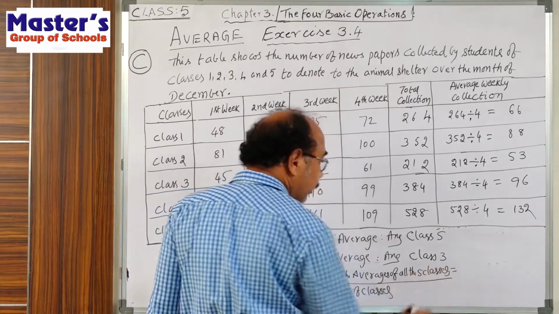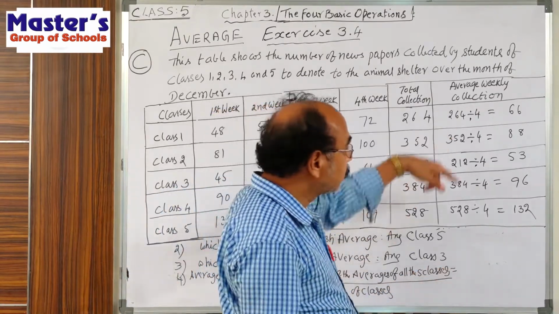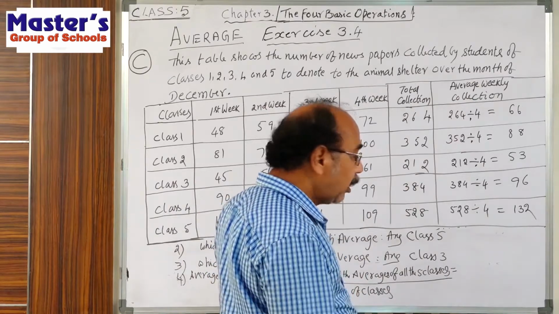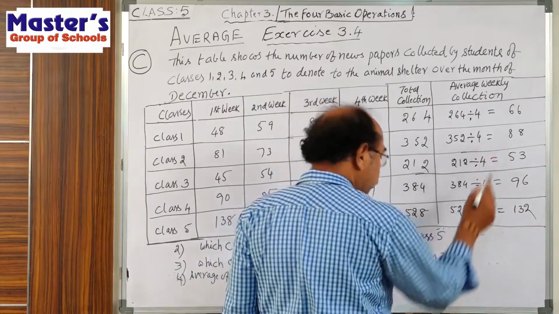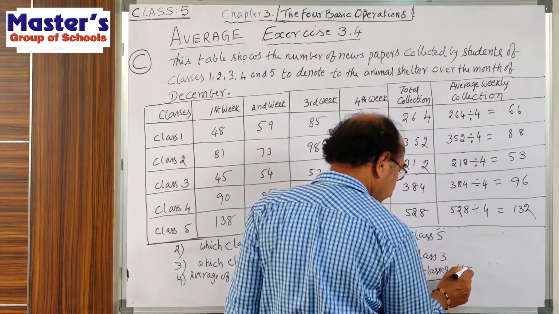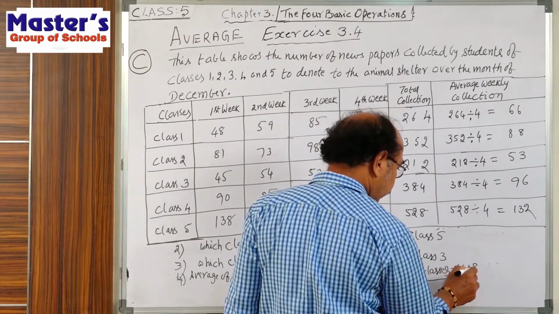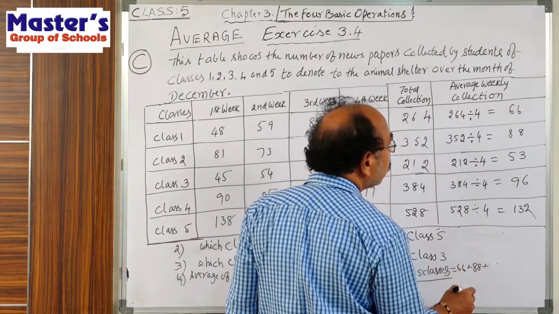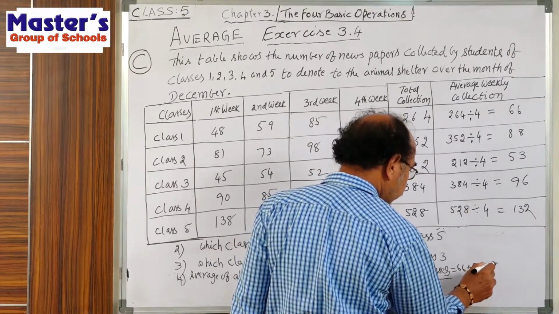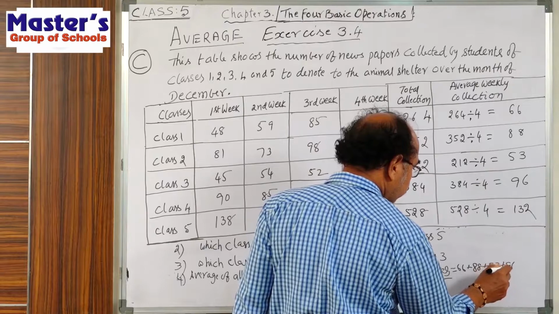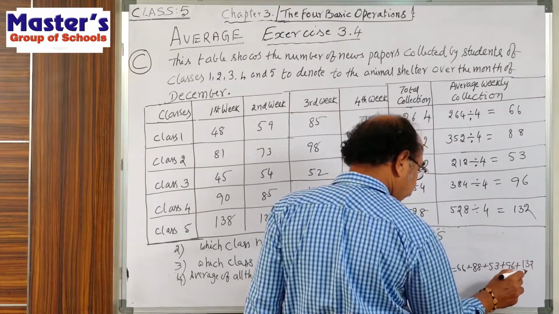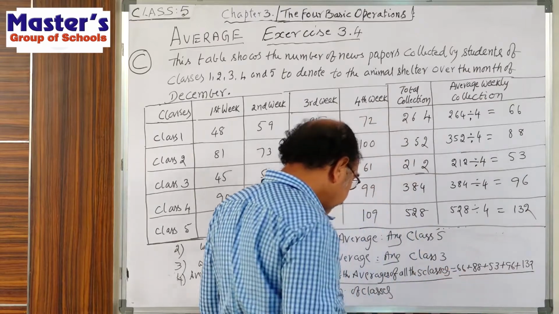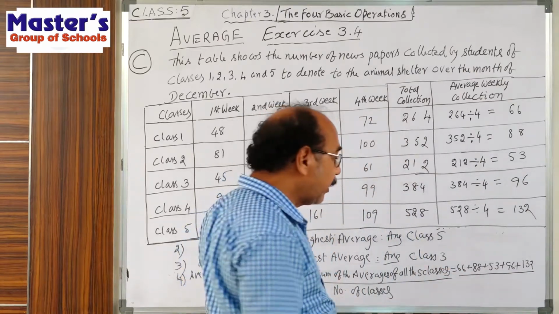That means add all these 5 numbers. Add all these 5 numbers. That means here 66 plus 88 plus 53 plus 96 plus 130, divided by the number of classes. How many? 5.